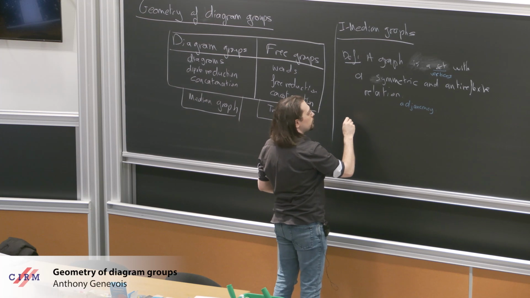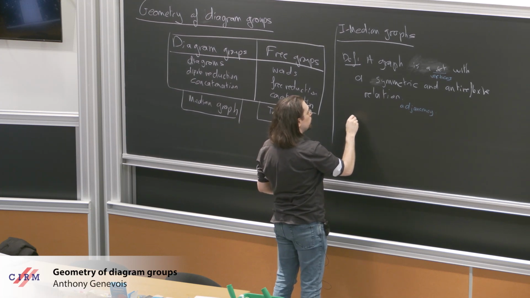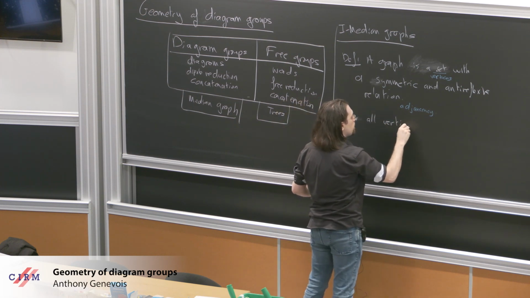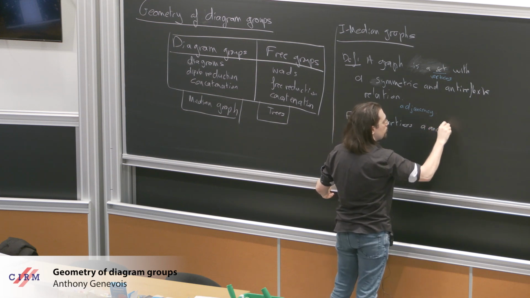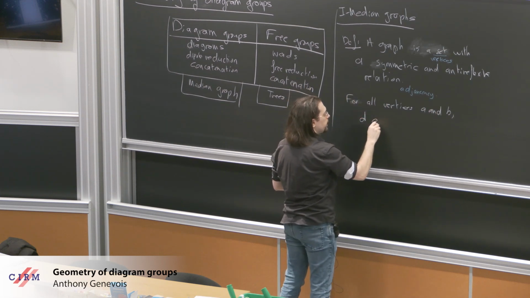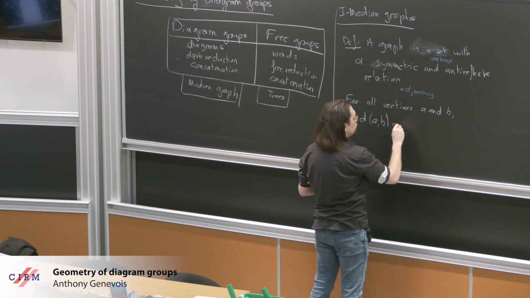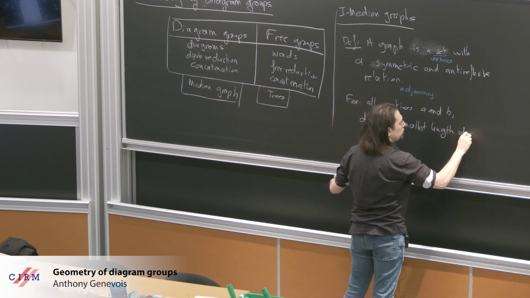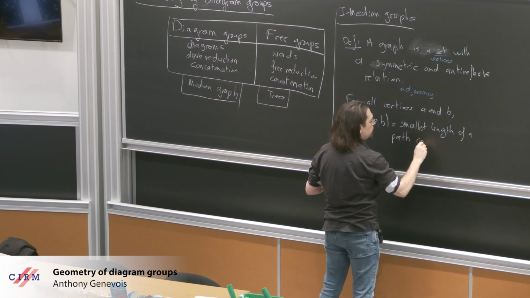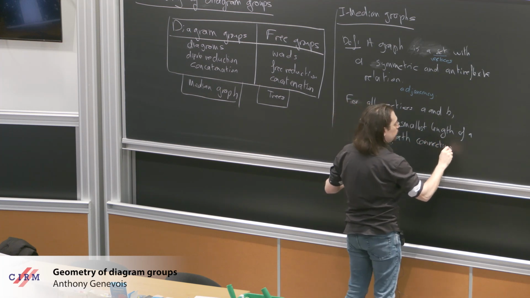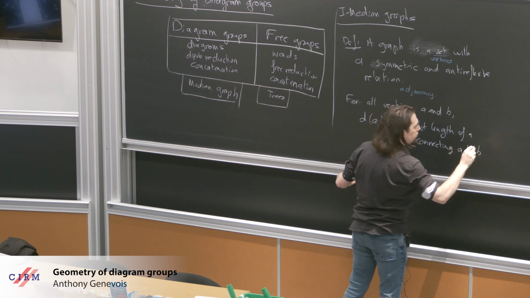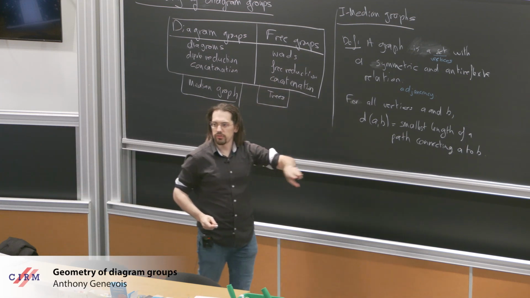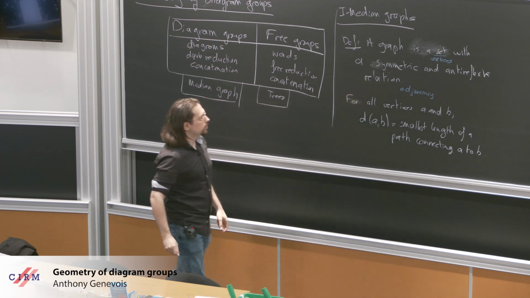Given a graph, for all vertices, let's say A and B, the distance between A and B is the smallest length of a path connecting A to B. A path is just a sequence of vertices such that any 2 consecutive vertices are adjacent with respect to this relation.